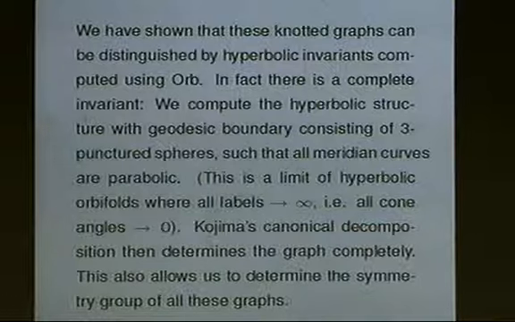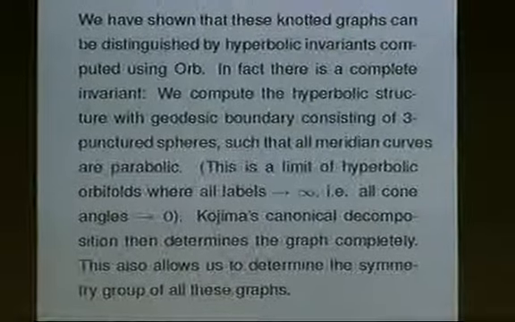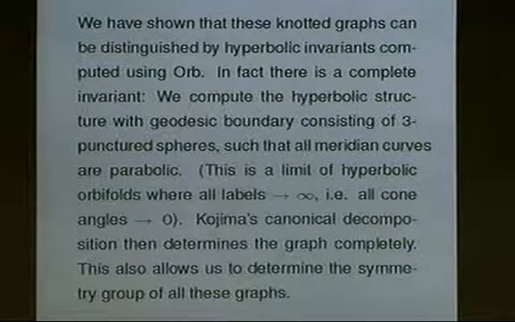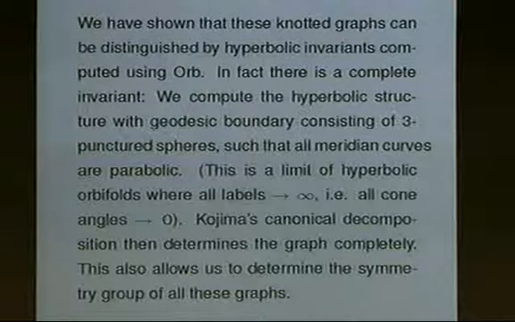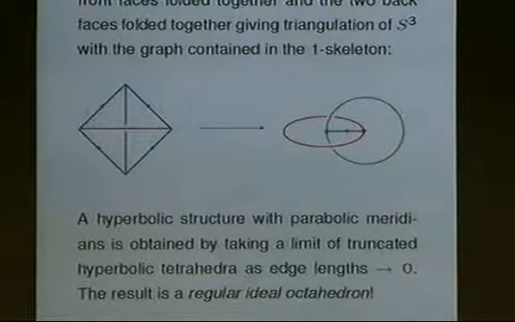But once you've got this thing with geodesic boundary, you can find this Kojima canonical decomposition, and that actually determines the graph completely. Another nice thing you can do here is determine the symmetry groups of these graphs, because any symmetry has to be a symmetry of this canonical cell decomposition, and that's just a combinatorial problem. Okay, so here's an example.